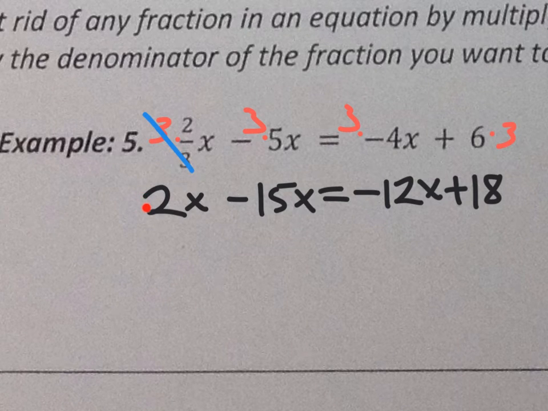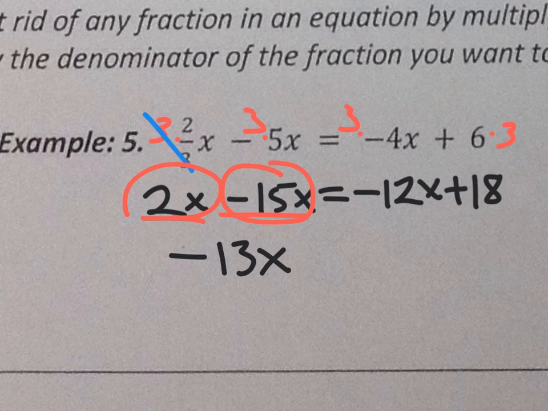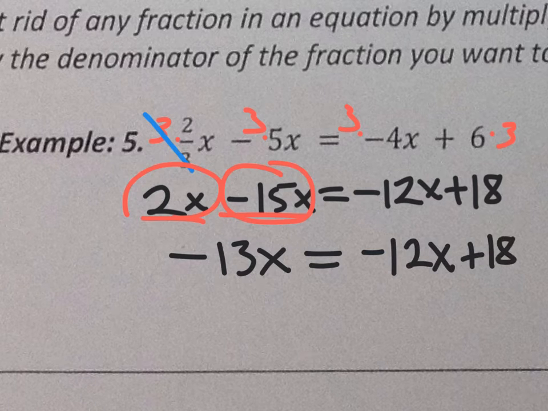On the left side, you could combine like terms. If you combine the 2x with the minus 15x, you're just doing this in your head. You're not doing the opposite or anything like that. It's not like you're moving it to the other side. 2 take away 15, negative 13. So you have negative 13x equals, let me rewrite everything, negative 12x plus 18.